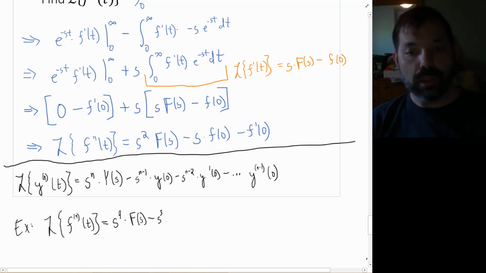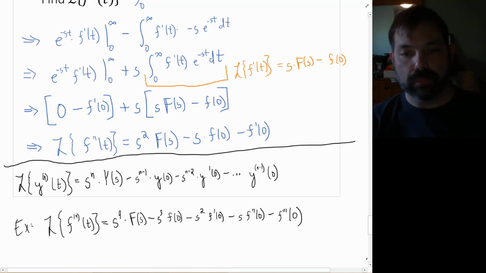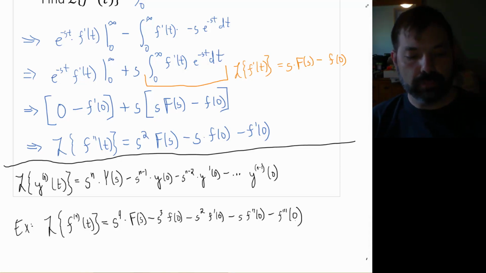S cubed, times the regular function, the function evaluated at 0, minus s to the n minus 2. N is 4, 4 minus 2 is 2. S squared, f prime of 0, minus s to the first, f double prime of 0, and then minus, finally, our last term would be f triple prime at 0. And so there's the Laplace transform of the fourth derivative of f.